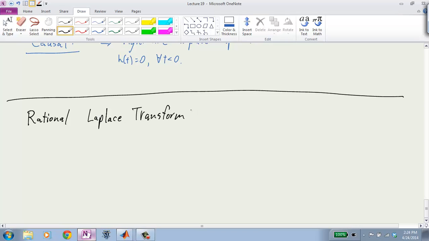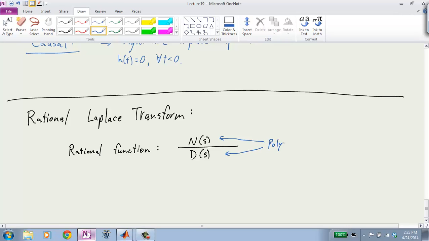Okay, rational just means the following. A rational function is a ratio of a polynomial, a numerator that's a polynomial, to a denominator that's a polynomial. So these are both polynomials, and we call this a rational function.